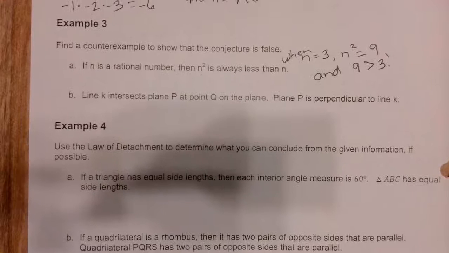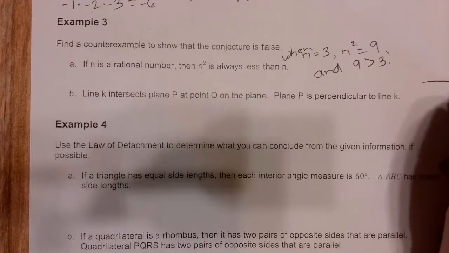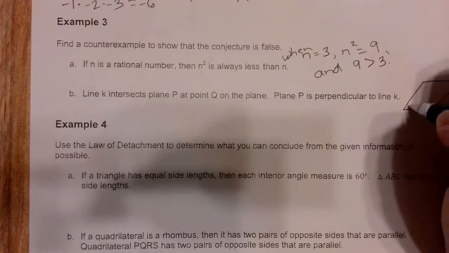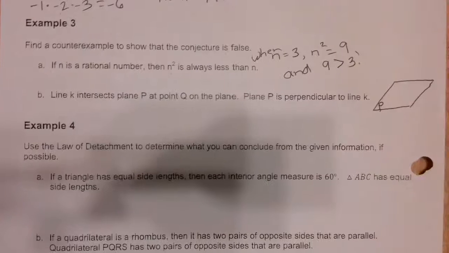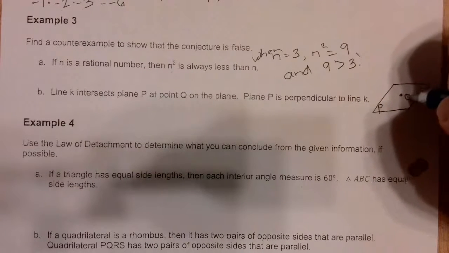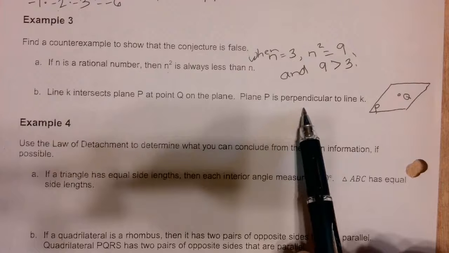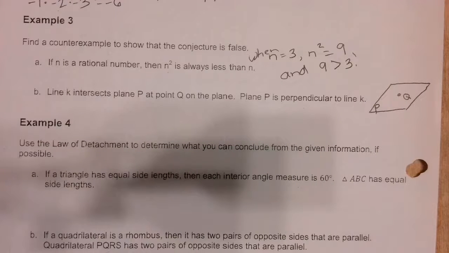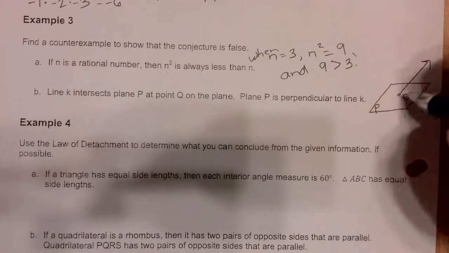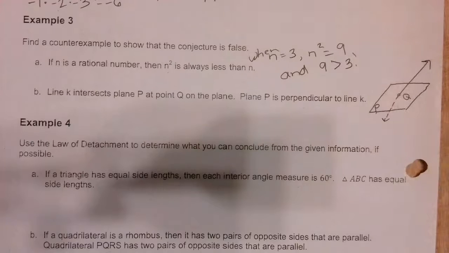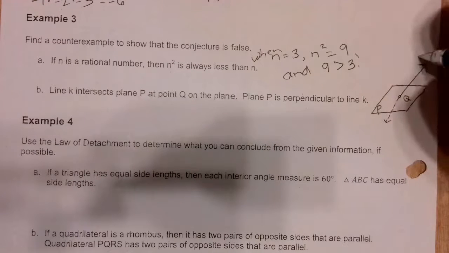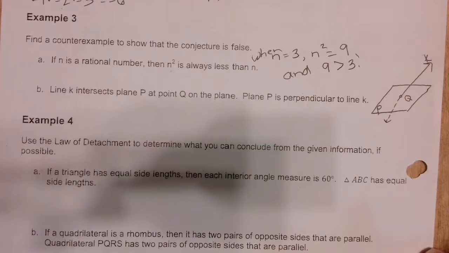For B, line K intersects plane P at point Q on the plane. Plane P is perpendicular to line K. Alright, so this counterexample is going to be a picture. So here's a plane, and we're going to call it plane P. And we need a line that crosses at point Q. And this says that the line will be perpendicular to the plane, that they will cross at 90 degrees. So we just need to draw a line that does not cross at 90 degrees. And that should be line K. That's a counterexample.